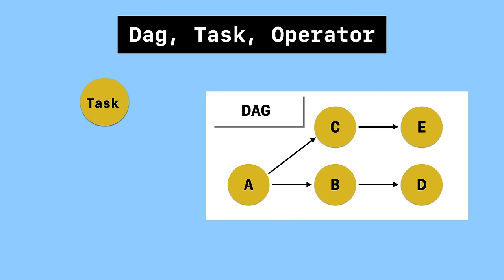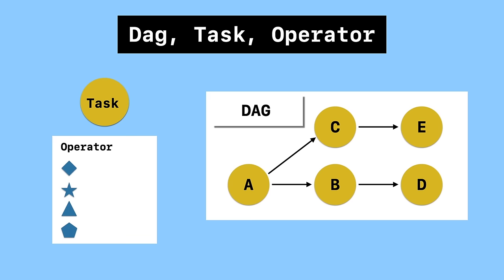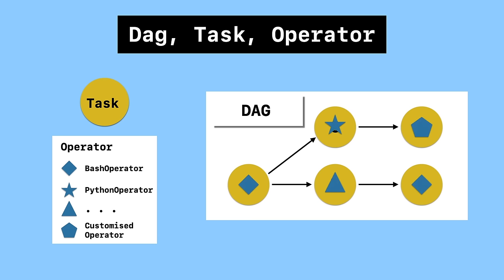The goal of the task is to achieve a specific thing. The method it uses is called operator. While DAGs describe how to run a workflow, operators determine what actually gets done by a task. In Airflow, there are many kinds of operators, like bash operator, Python operator, and you can also write your own customized operator. Each task is an implementation of an operator, for example, a Python operator to execute some Python code, or a bash operator to run a bash command.